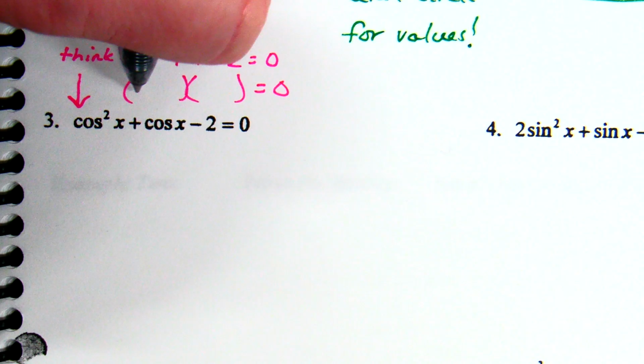Cosine x plus 2 equals 0, or cosine x, subtract 2, add 1. Cosine x equals negative 2, or cosine x equals positive 1. Am I done? No. We need the angles now, okay?